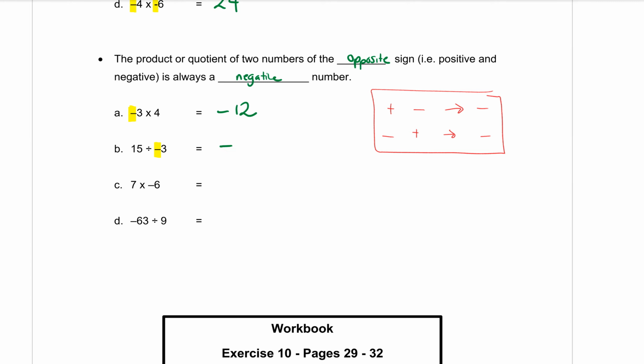Okay, work that part out first. Always work the sign out first. Then you do the division. 15 divided by 3 is 5. Work out the sign, then work out the number.